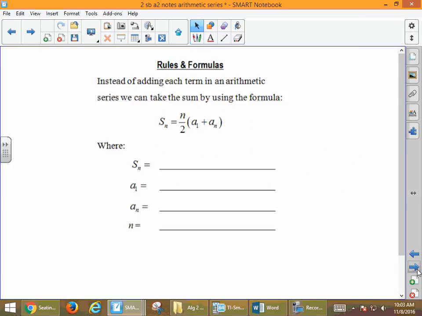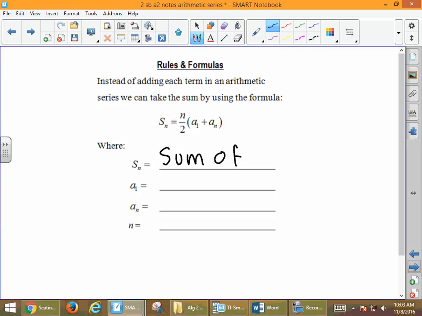But as we flip over here to our rules and formulas, today we're going to concentrate on this formula, and once again, you're not expected to memorize this formula. So we will provide the formulas for you, but let's look at what this formula is talking about. The first value, S sub n, it's a subscript. It drops down just a little bit. This means the sum of all terms.